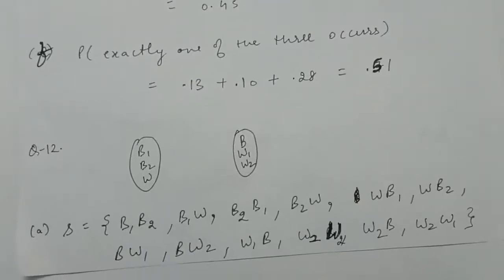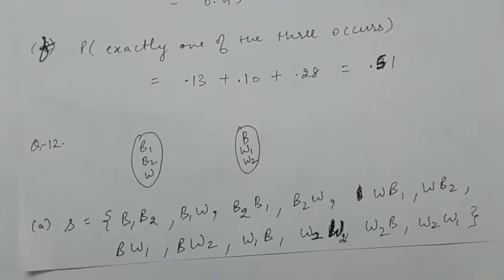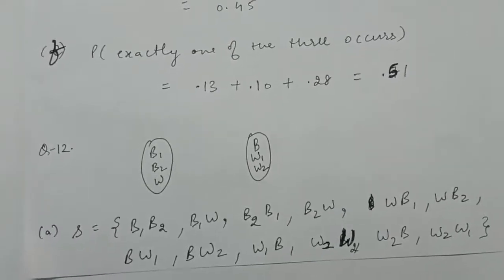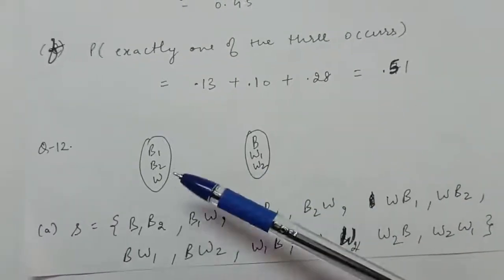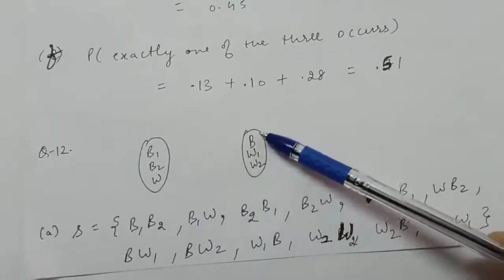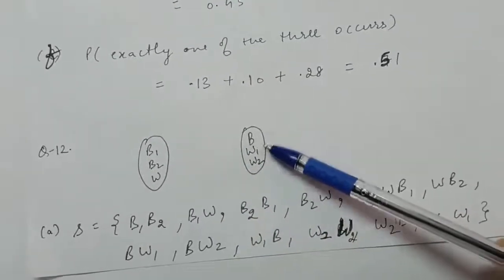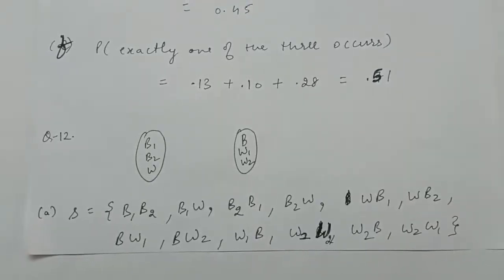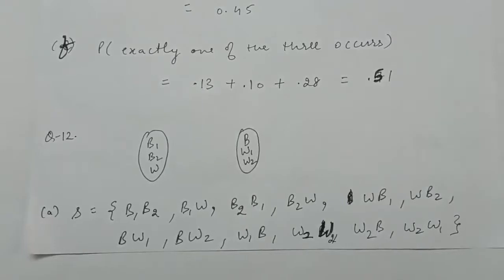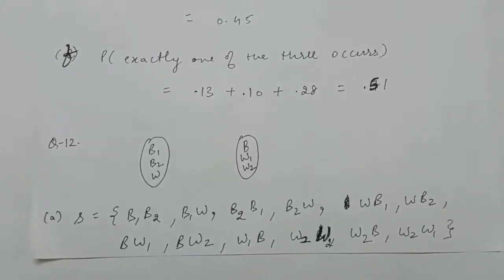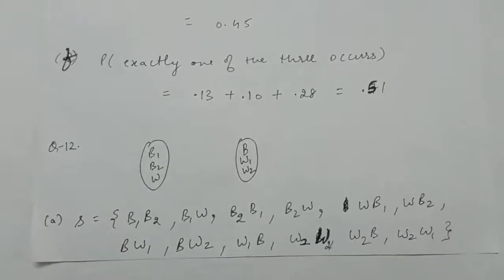Now question number 12 is: one urn contains two black balls which are labeled as B1, B2 and one white ball which I have given the name as W, right? And the second urn contains one black ball B and two white balls. One of the two urns is chosen at random. Next, a ball is randomly chosen from the urn. Then a second ball is chosen at random from the same urn without replacing the first ball.